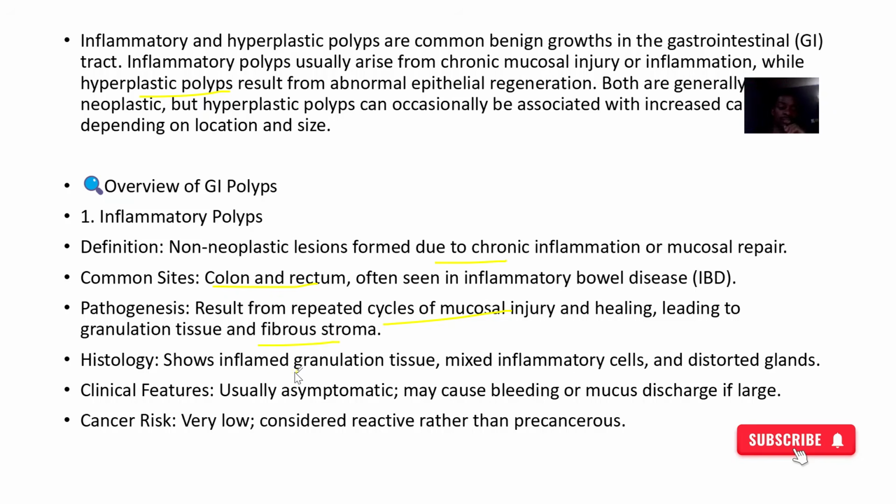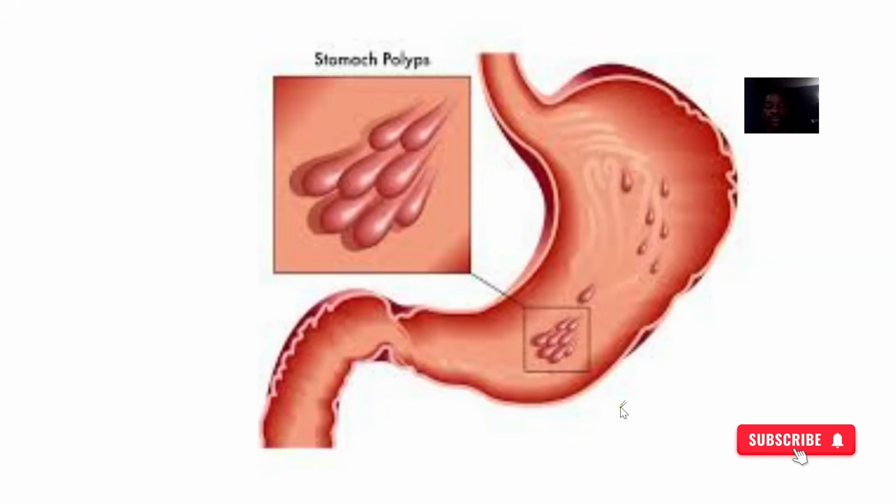So histology shows inflamed granular tissue, mixed inflammatory cells, and distorted glands. Clinical features: usually no symptoms, but sometimes it can rupture and cause some bleeding. Okay, so there's a low risk of it progressing to cancer.